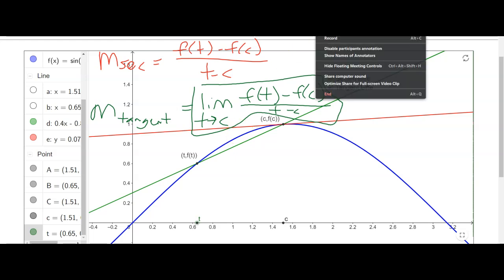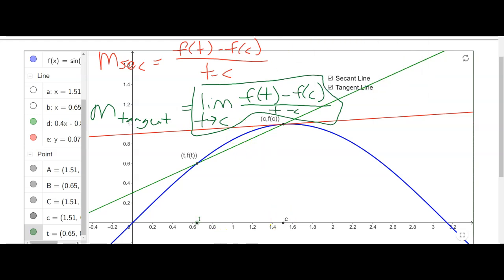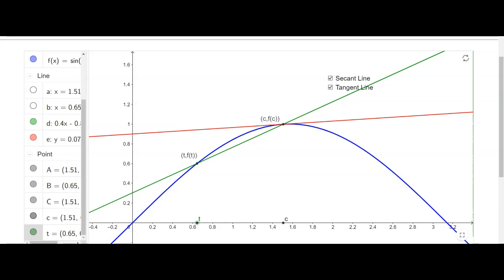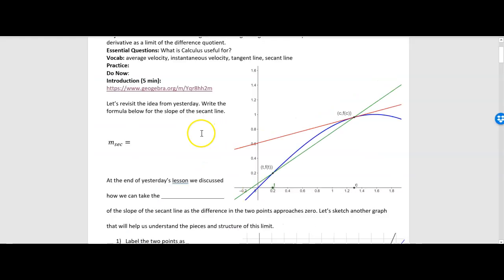Okay, so just a little review from part 1. Let's go back, clear this, and go back to our notes. We just discussed all these answers. You could write down the slope of the secant line, and then we discussed how we could take the limit of that expression to come up with the slope of the tangent line.